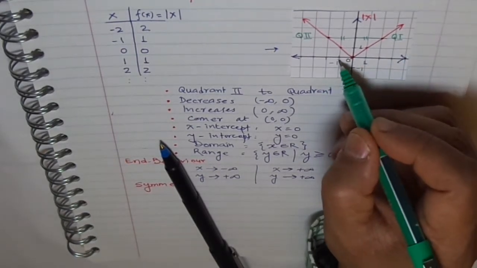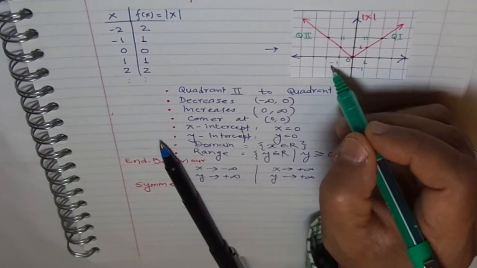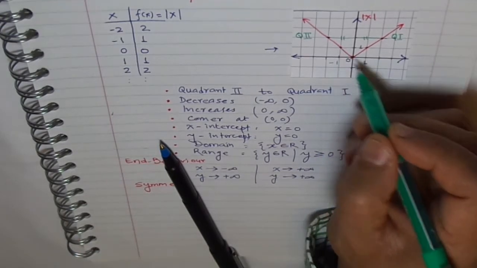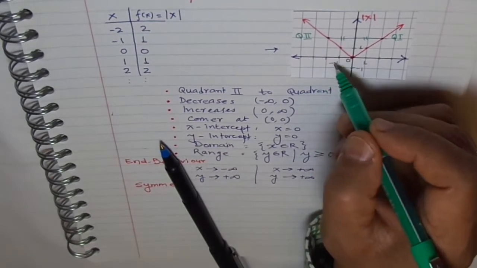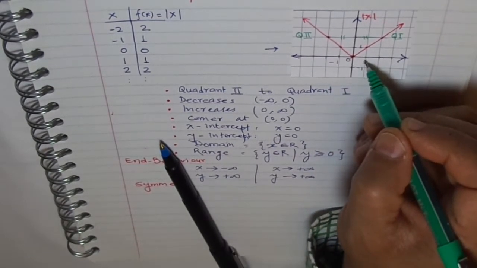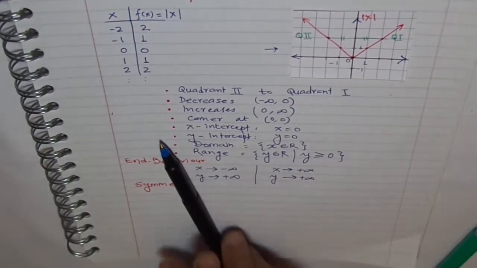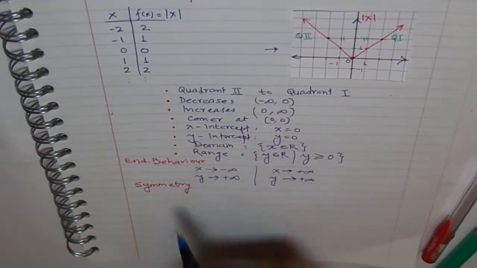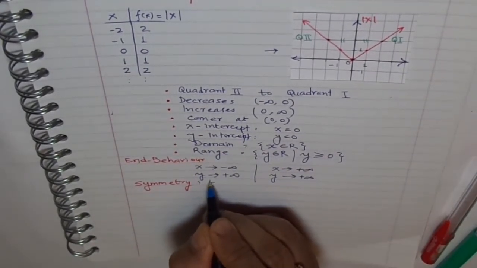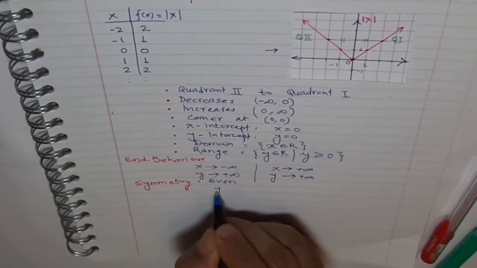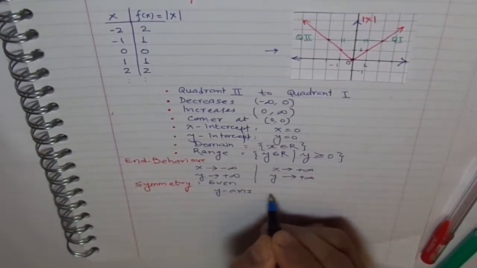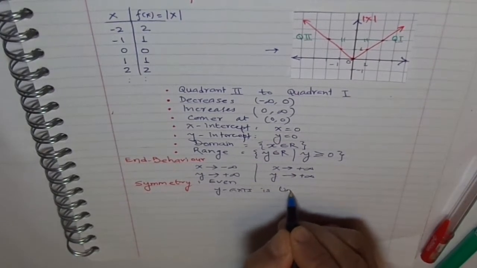So for a negative x value, for example for -1, what do we get? 1. Even for 1, we get 1. For -2, we get 2, which is the same as the value of the function at 2. Correct? So we have even symmetry. So even symmetry means what? Y-axis is the line of symmetry. Is it okay?